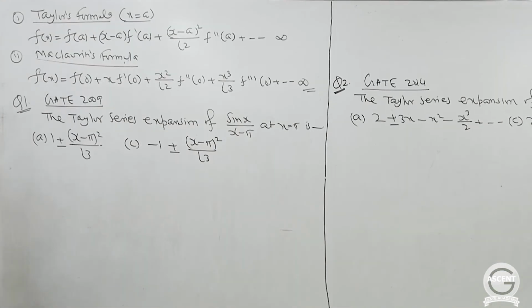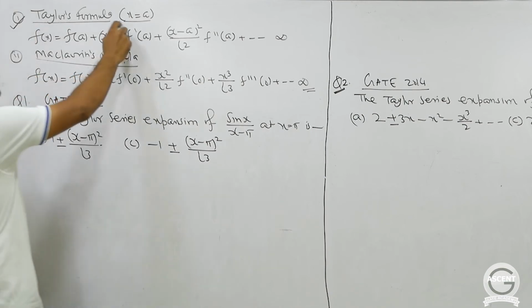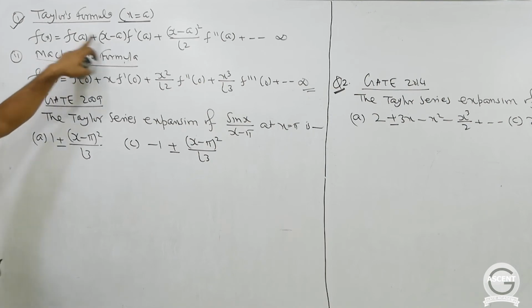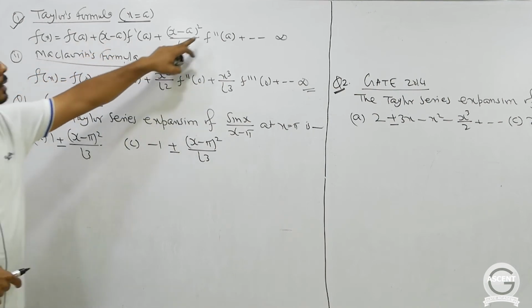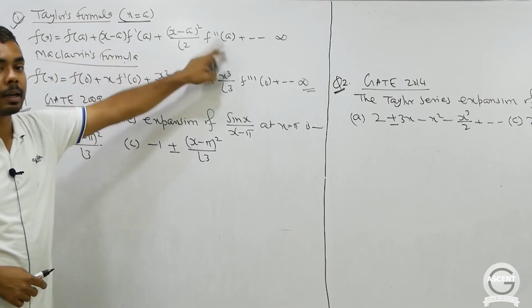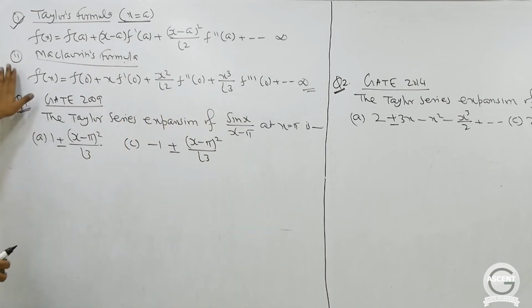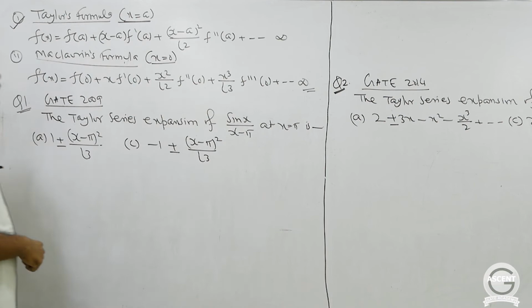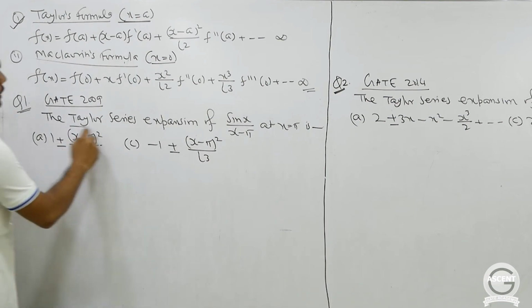Okay, so now we have these two problems. This first one was Taylor's formula. This was used for expansion at x equals to a. This was our formula: f of x is f of a plus x minus a f dash a plus x minus a square by 2 factorial, second derivative at a, and so on. And Maclaurin's formula was, if I place a equals to 0, then you will get this Maclaurin's formula. This was used for expansion at x equals to 0. Okay, so now the first question is based on this Taylor series.